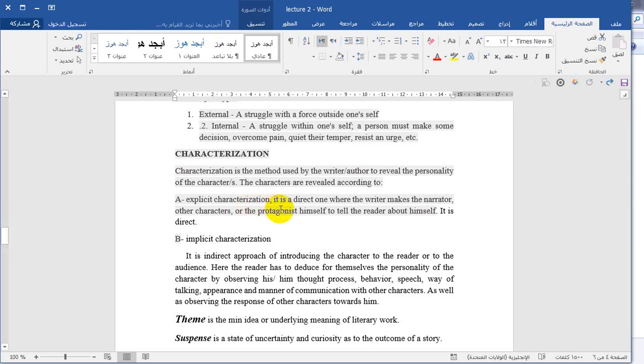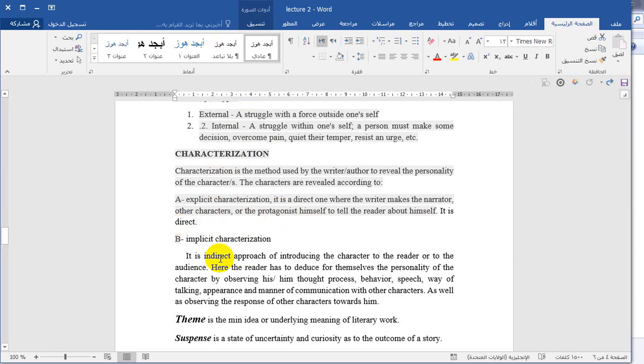He makes the character talk about himself, or the narrator talk about the personality of the character. He is, for example, the king of this city. Or he makes other characters talk about the personality of this character. This is called explicit, also called direct characterization. Implicit characterization, no, it is indirect. It is something hidden.